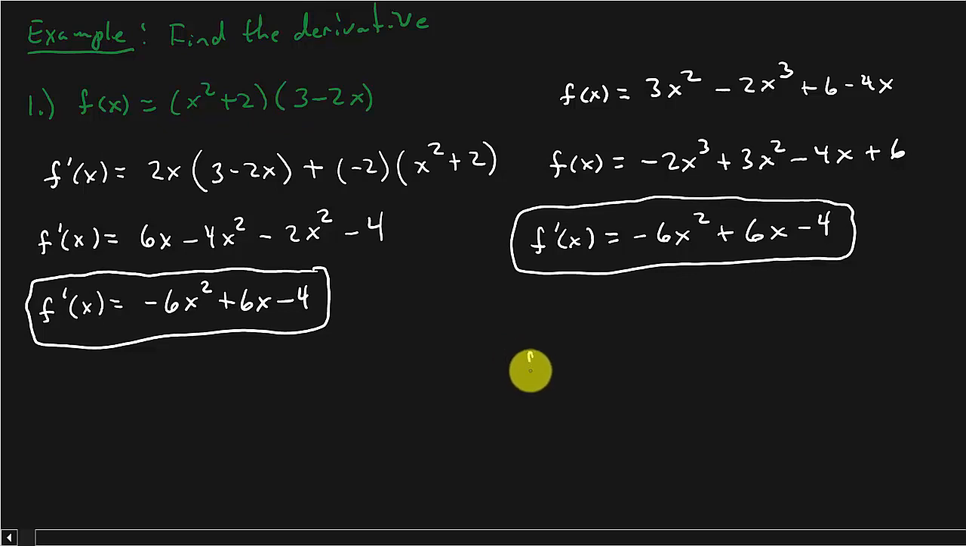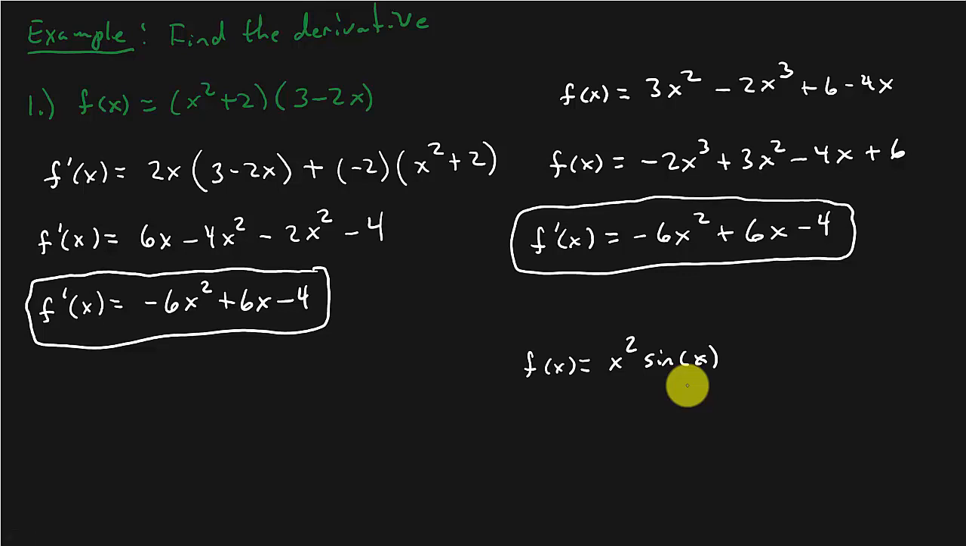For instance, if you have a problem like this, say x squared times sine x, you have to use the product rule there. See, x squared is your first function, sine is your second function. There's nothing you can multiply and then just use the power rule. You have to use the product rule. So while you're working these problems here, use the product rule. All right.